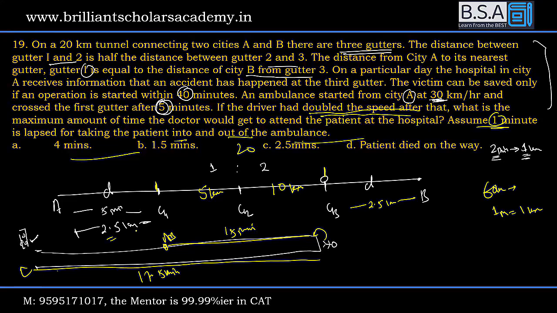So total time: 2.5 minutes plus 15, 17.5, 17.5, 35, 35 plus 1, 36. Total 36 minutes have passed. And what is the time duration? 40 minutes. So can I say 4 minutes are available? Just recheck my calculations. 4 minutes are available for the doctors to check the patient.